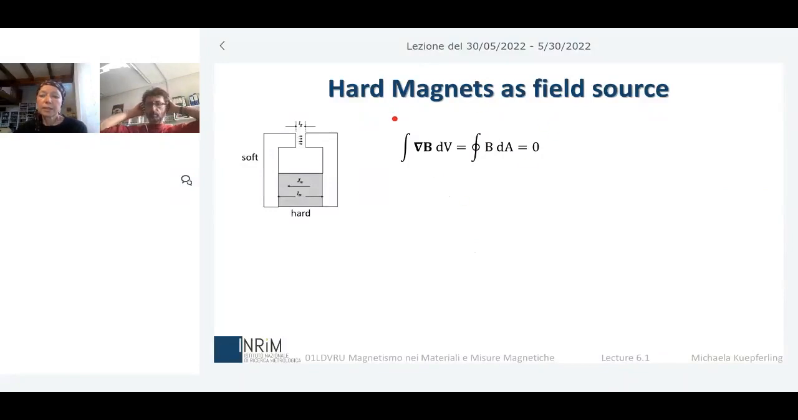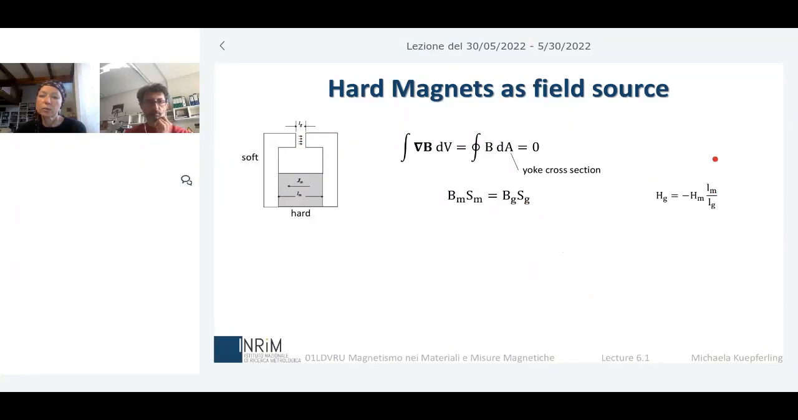Now let's use another Maxwell equation: divergence of B is equal to 0. And we use the Gauss theorem. Here we have to consider the yoke cross section. So we find immediately that if SM is the yoke cross section in the hard magnetic material and SG the cross section of the gap, let's say, then we find this simple relation here.